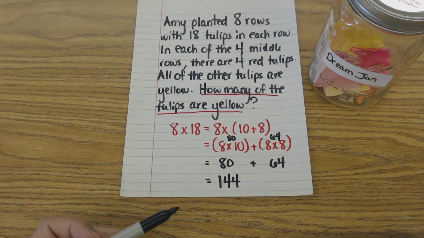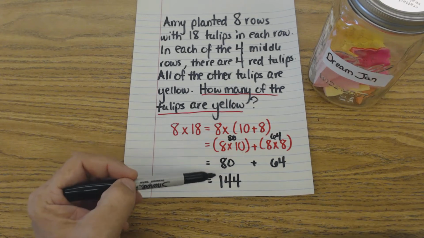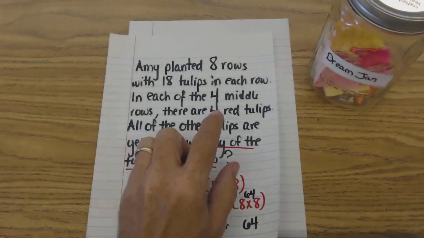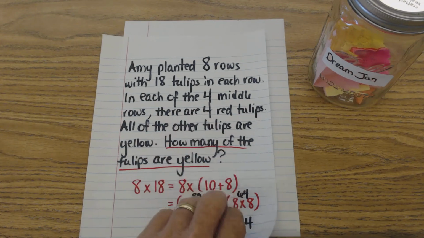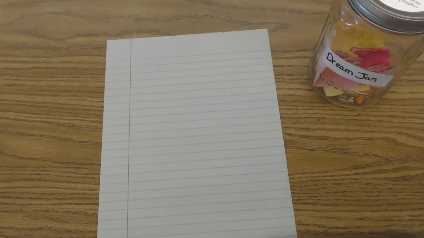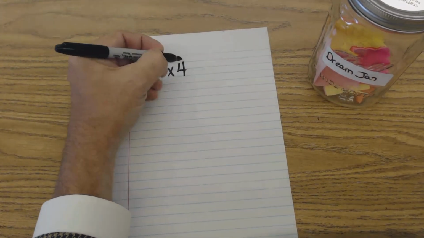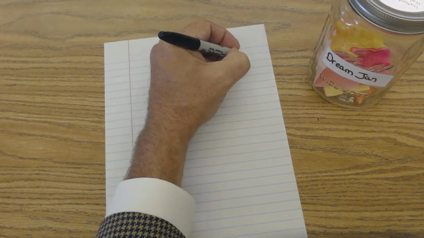That is helpful information. That does not answer our question, how many of the tulips are yellow, but we will need this number. Our next part of the problem is how many of the tulips are red? And coming back, it says there are 4 rows with 4 red tulips. So that is something we should be able to solve as well. 4 rows of 4 red tulips would be 16 red tulips.